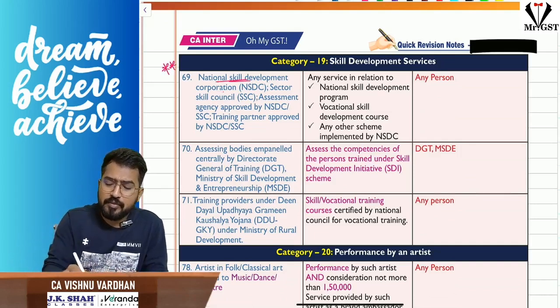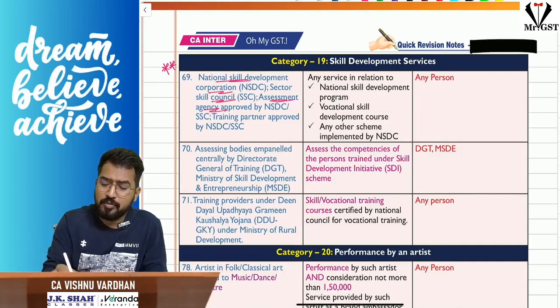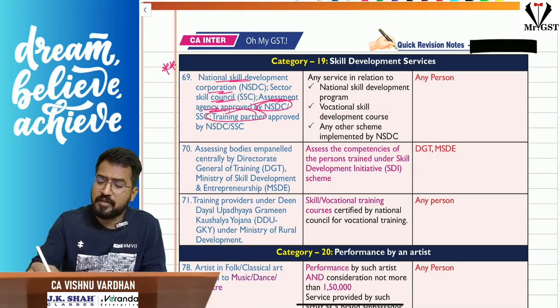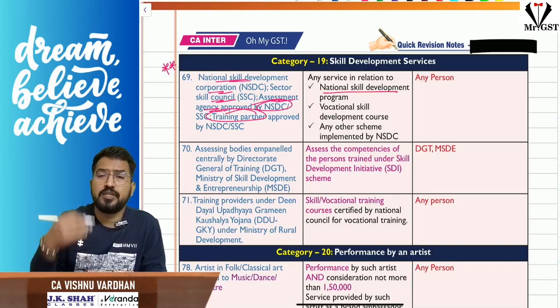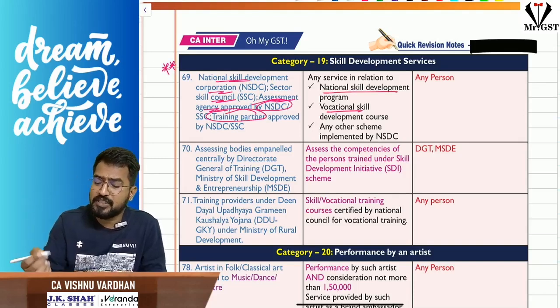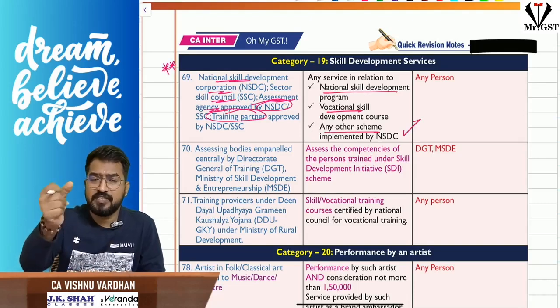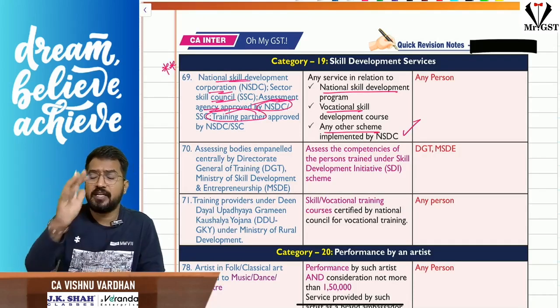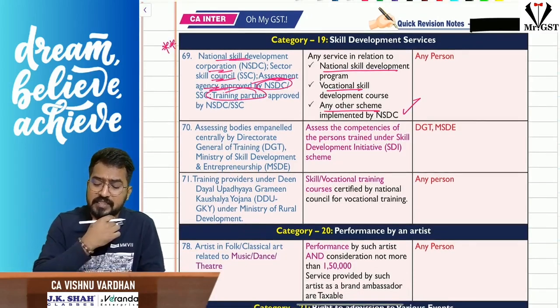National Skill Development Corporation, NSDC, or Sector Skill Council, SSC, or assessment agencies approved by these people or training partners, whatever they are providing any service in relation to National Skill Development Program or Vocational Skill Development or any other scheme which is implemented by NSDC, exempt under GST. For skill development programs, whatever these people are conducting, the fees whatever is paid is exempt under GST.